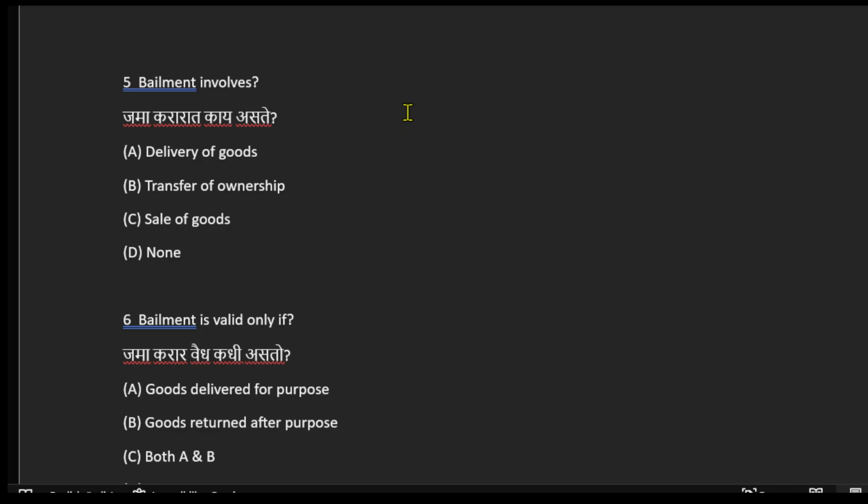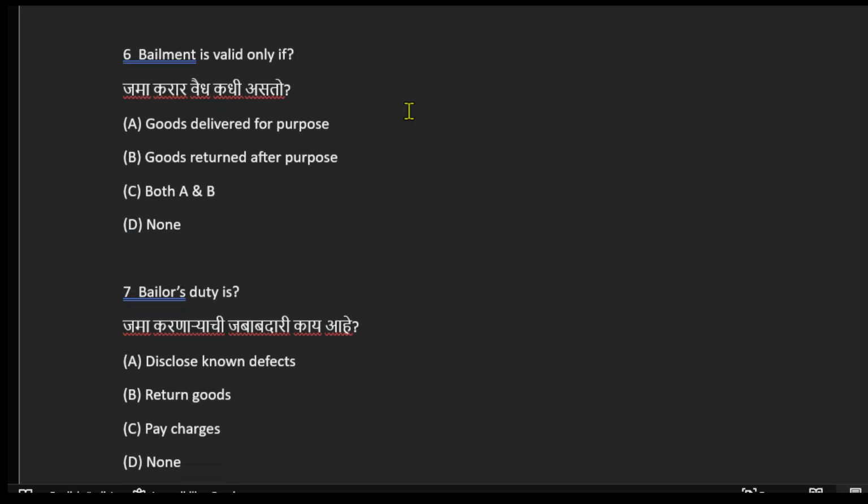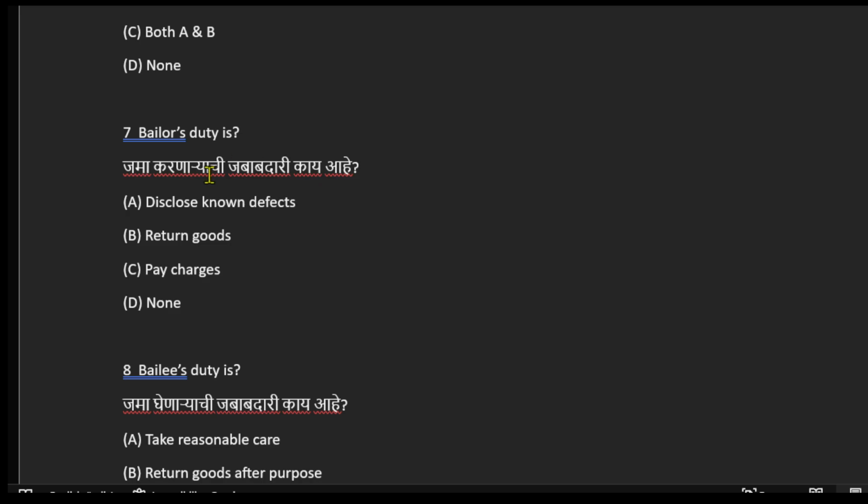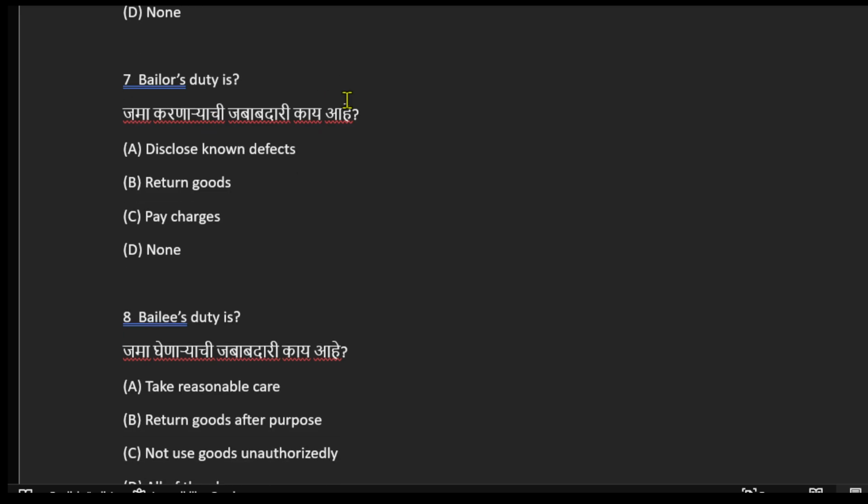5. Bailment involves delivery of goods. 6. Bailment is valid only if goods delivered for purpose, could return after purpose. Both A and B option is correct. Yes, C option is correct. 7. Bailor's duty is disclose known defect.